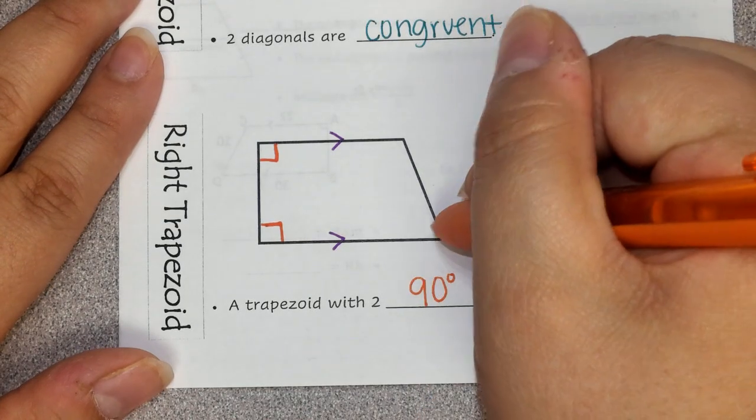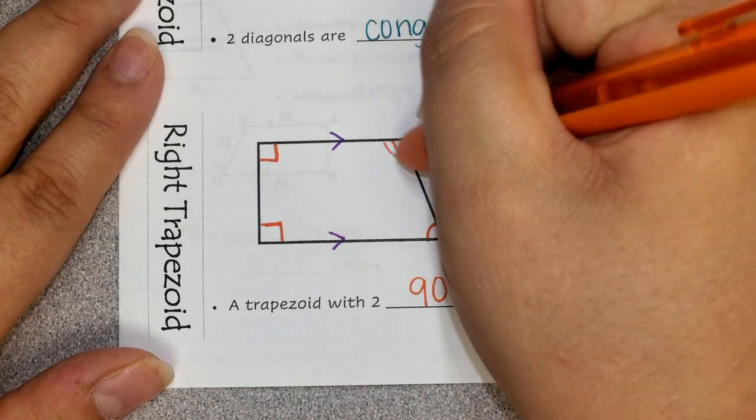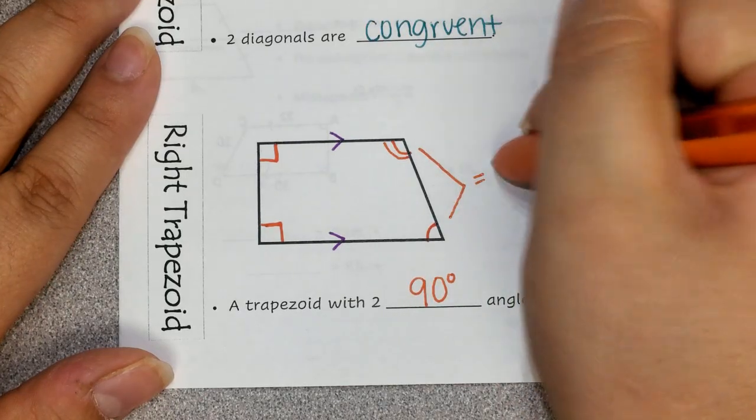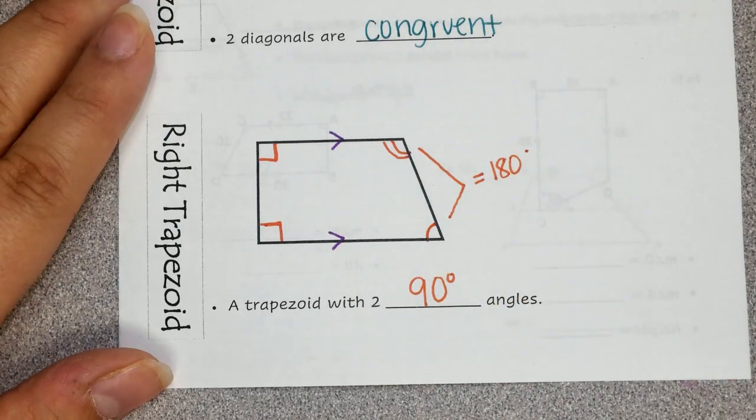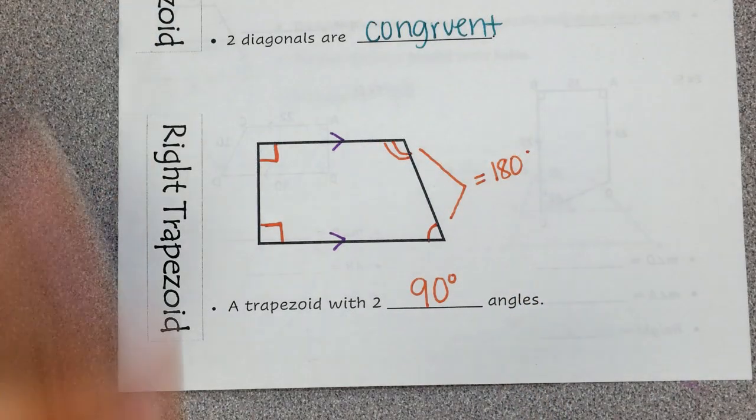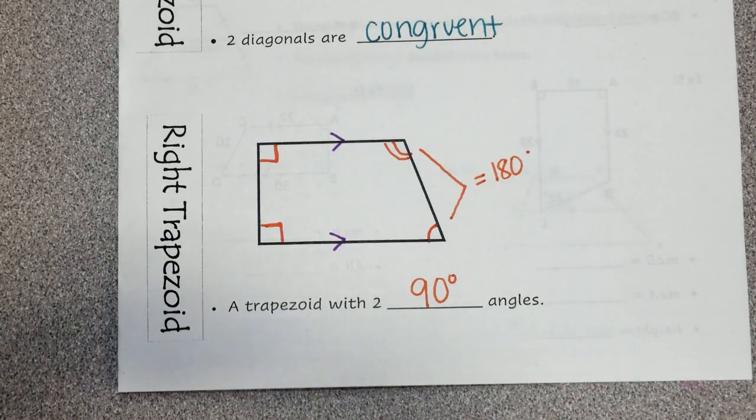All right, so this angle and this angle, what do we know about these two angles? They equal 180. Between the two parallel lines, they always equal 180.